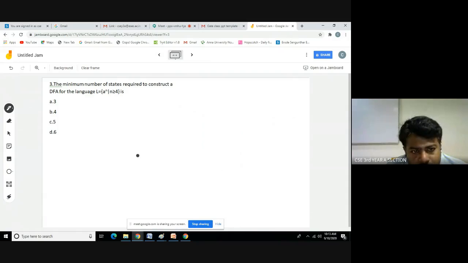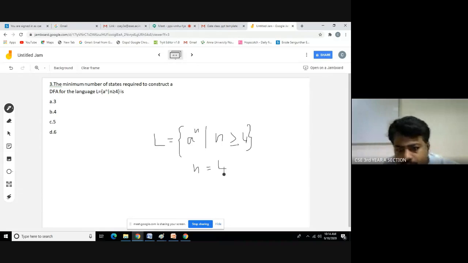What is the condition here? The first value of n should be 4. So you must know the first string of the given language, and what strings can be generated for it. First, you have to know that. My language is L equal to a power n such that n greater than or equal to 4. The first value is n equal to 4. Why? Because the condition is n greater than or equal to 4, not n greater than or equal to 1.